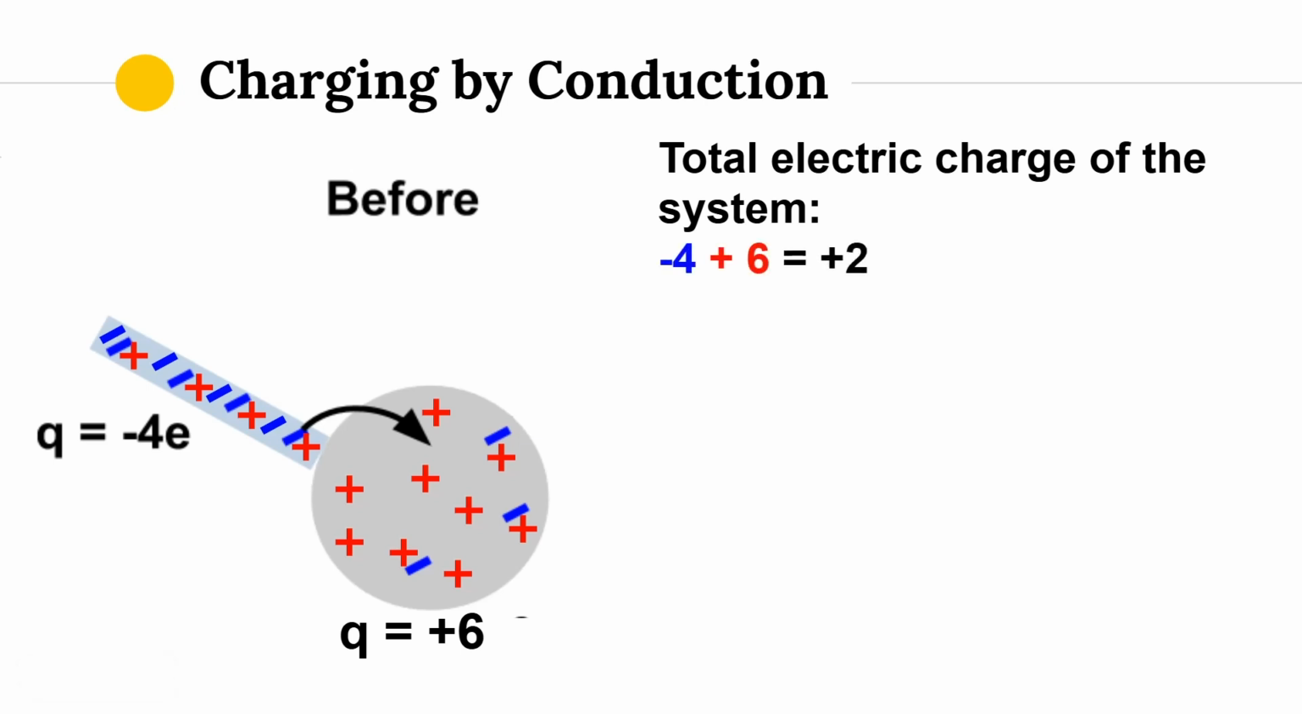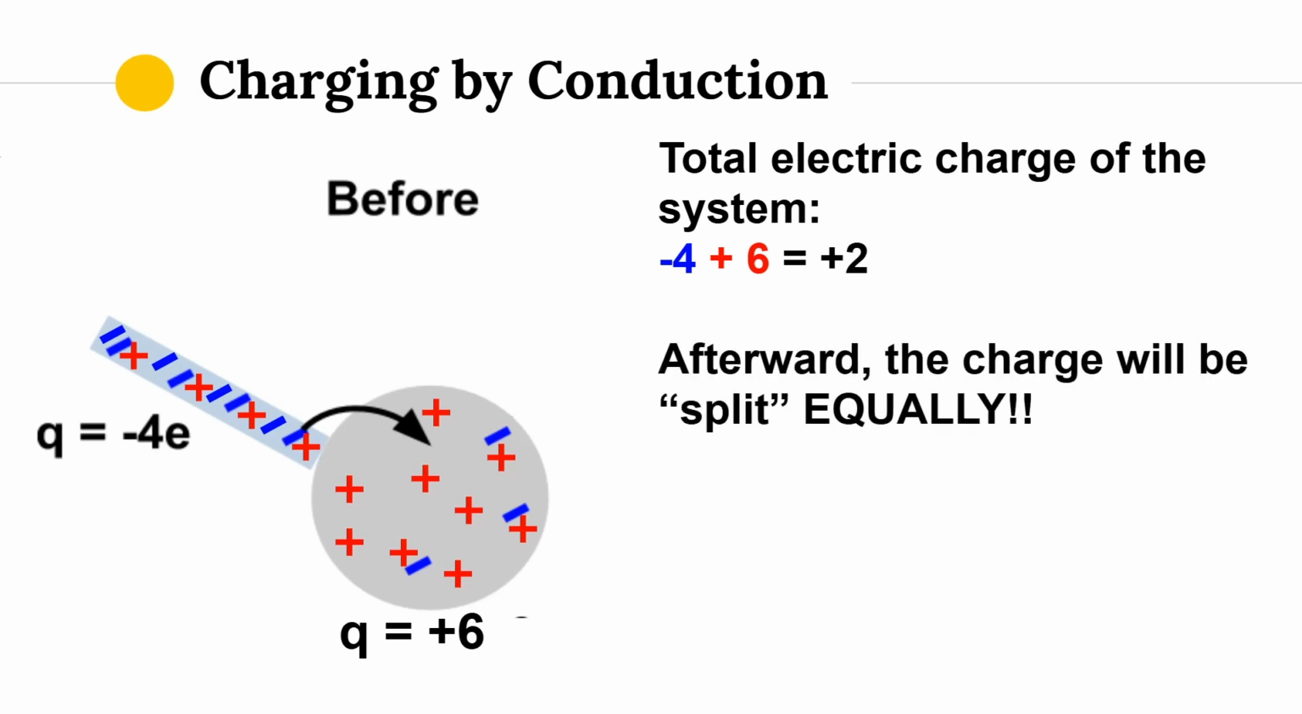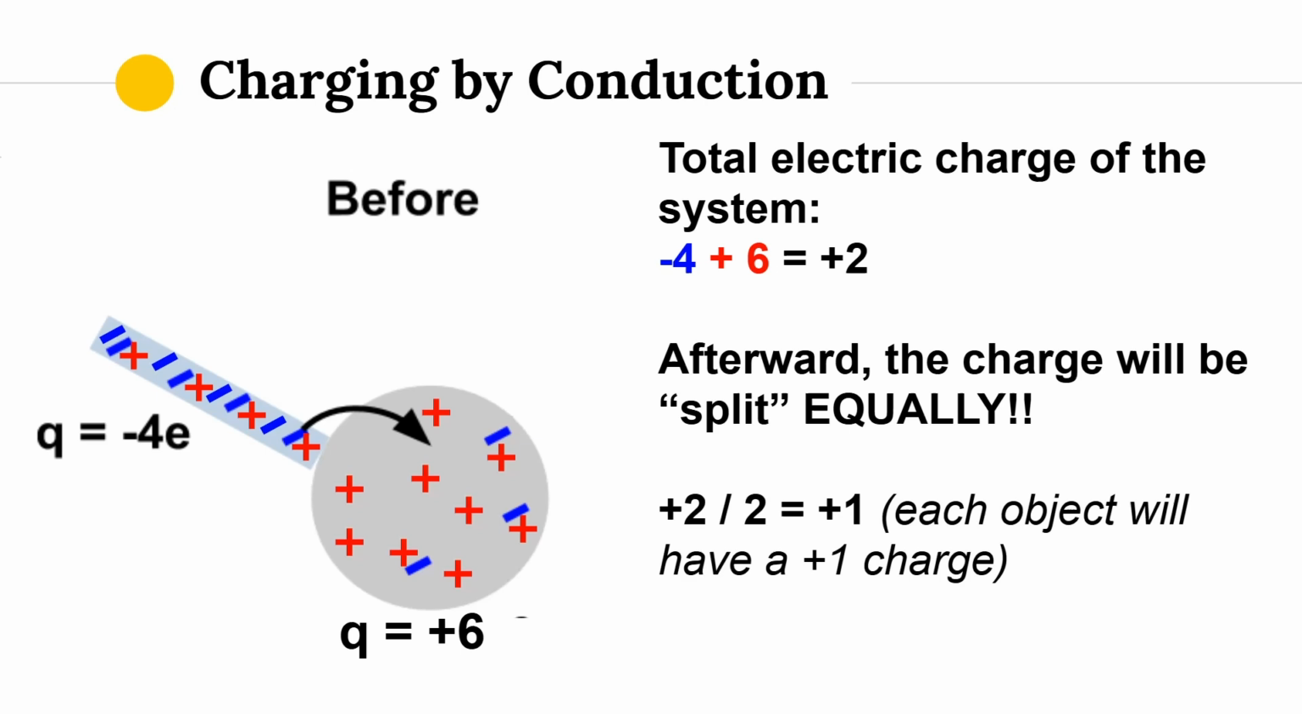Figure out the total charge of your system. So if the rod is -4 and the sphere is +6, then the total charge of the two together is +2. All you do is add -4 + 6. Okay, and then you split it in half because, again, they reach an equilibrium. It shares the charges equally. So if you have a total charge of +2, divide that by 2. Each object would have a +1 charge after these two objects touch each other. Okay, that is charging by conduction, and it's how you can calculate it.